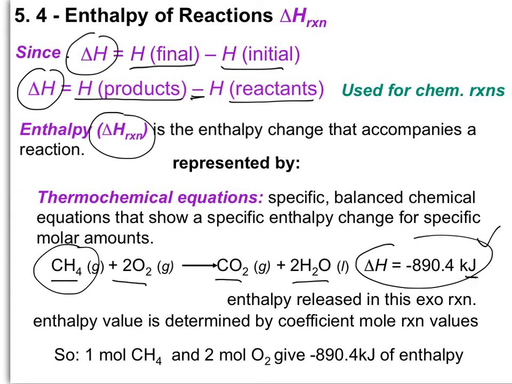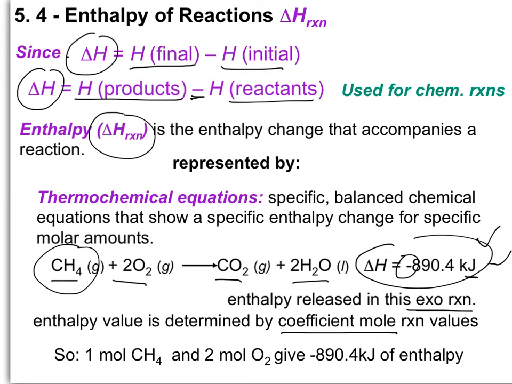Notice we have a negative value for our enthalpy, so this reaction is an exothermic reaction. What you need to understand is that this enthalpy value is determined by the coefficients in the actual reaction above. If we were to double or triple the quantity of reactants and products, we would subsequently get a different enthalpy value.